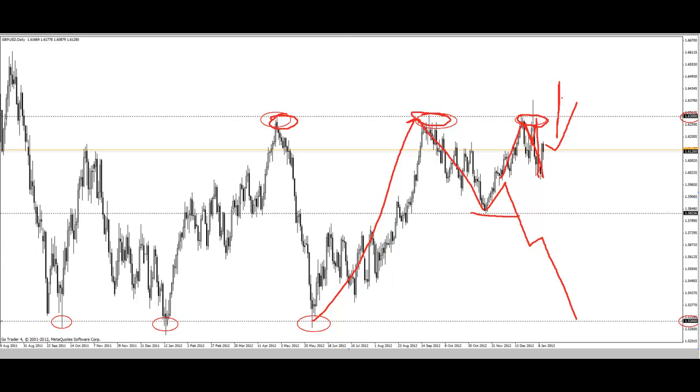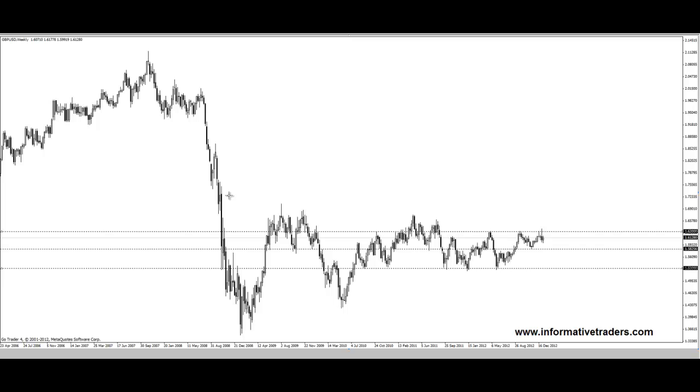If we look at the weekly, okay, this is the weekly chart of the Great Britain pound. Now, I do see a bit of a pattern setting up.